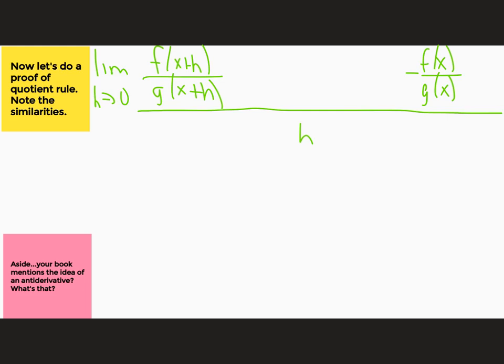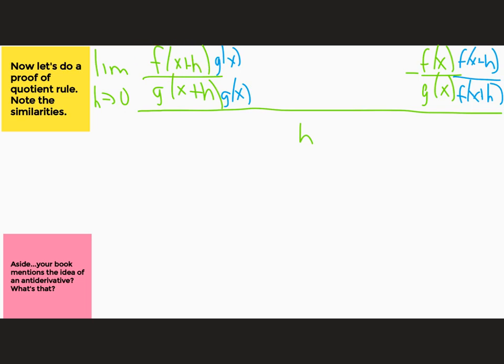So here's what we're going to do. Step 1, let's get a common denominator so that everything is easy. So let's put a g of x here and a g of x here, and an f of x plus h and an f of x plus h here, because then we'll have a common denominator. And see how we have f of x plus h here?